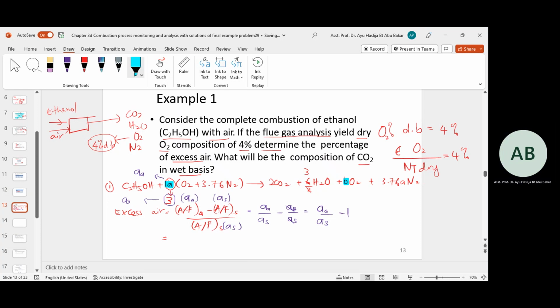Next up, do the balance. Do the balance in order to get the A actual and B first. Then only you can proceed with this excess air calculation. Okay? Then A actual of here is unknown, so we need to find the A actual first. How to find the A actual? A actual and B, you need to do the balance. It will involve two equations.